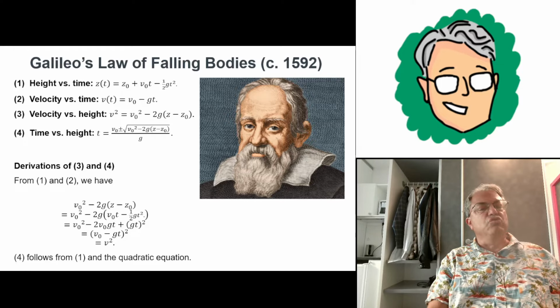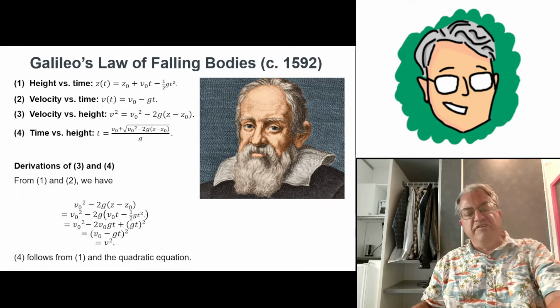Because you'll notice that equation 1 is really just a quadratic equation in t. You can bring z naught to the left side. I mean, you can bring everything to one side. You get 1 half gt squared minus v naught t plus z minus z naught equals 0. And when you use the quadratic formula to solve for t, you get equation 4. So that's how you do that.